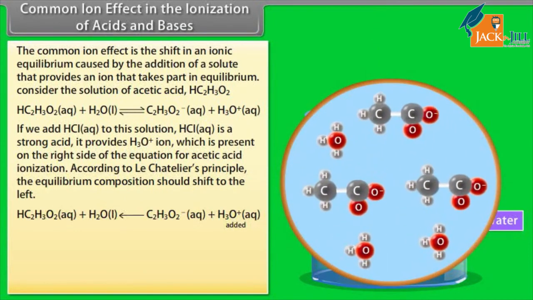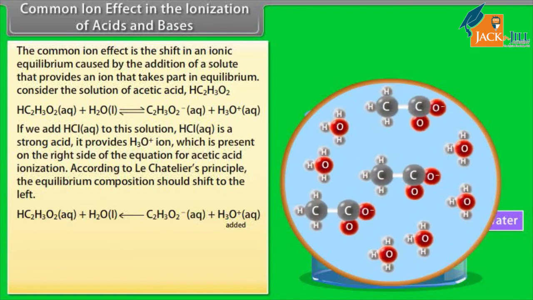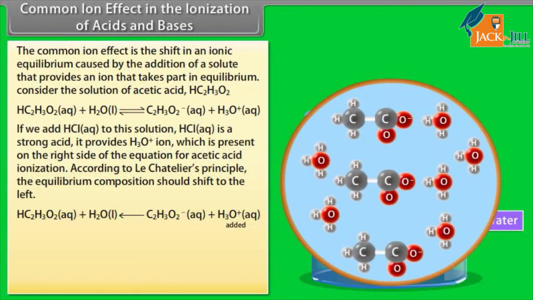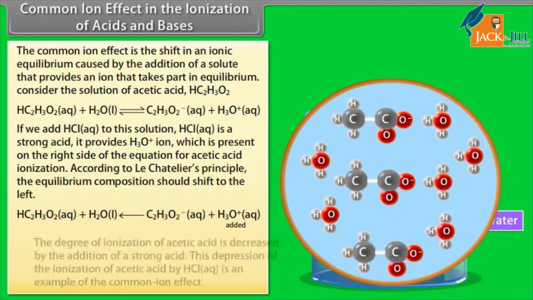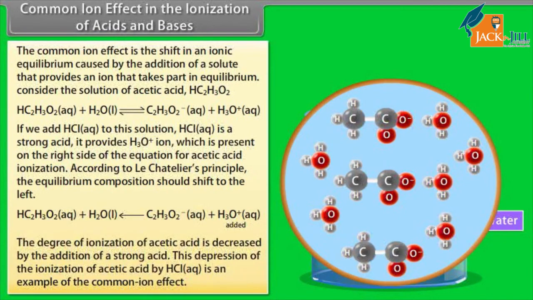It provides H3O+ ion, which is present on the right side of the equation for acetic acid ionization. According to Le Chatelier's principle, the equilibrium composition should shift to the left. The degree of ionization of acetic acid is decreased by the addition of a strong acid. This depression of the ionization of acetic acid by HCl is an example of the common ion effect.